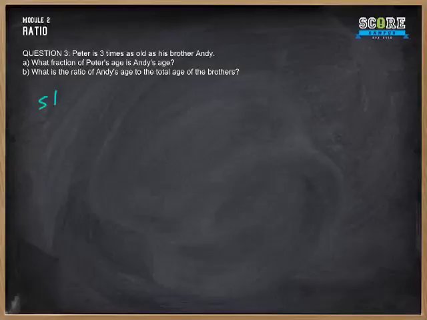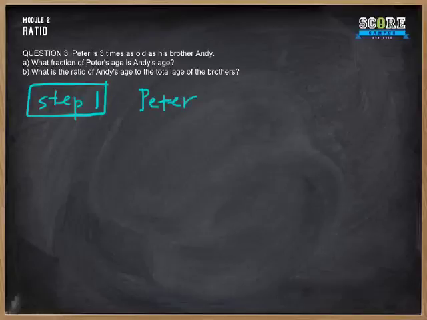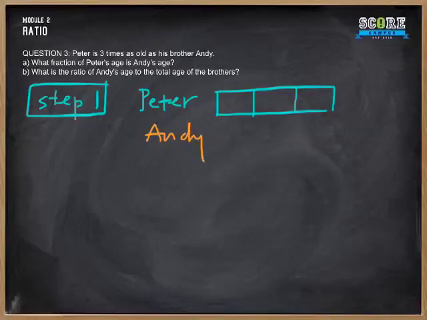Let's do step 1. Let's set it up. As always, when it comes to ratios, one of the best things to do is to draw a model to illustrate the information given. Peter is 3 times as old as his brother Andy. So 3 boxes for Peter. Let's draw a model. Peter is 3 times as old as Andy. So Andy has how many boxes? Andy is in orange. Andy has 1 box.